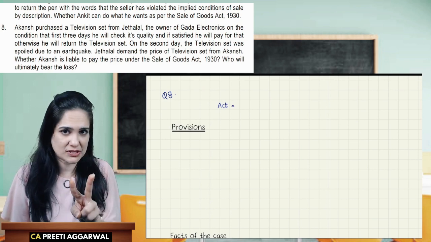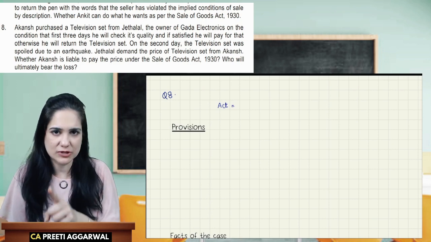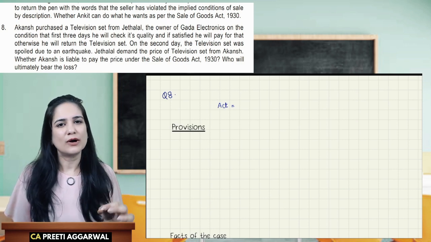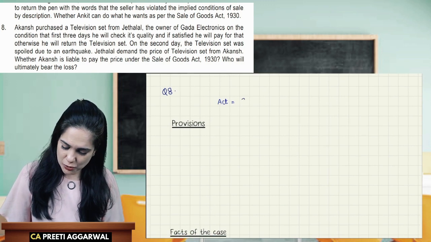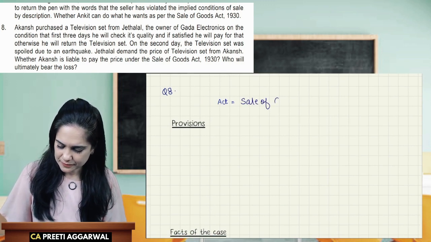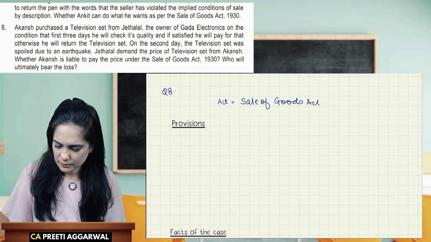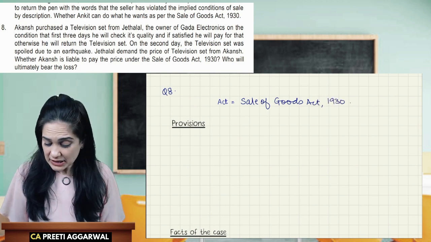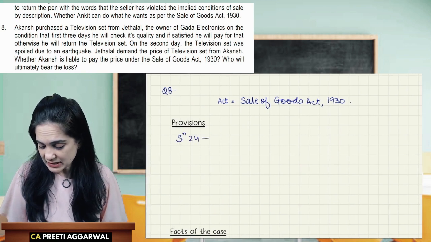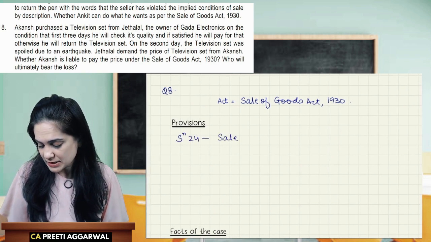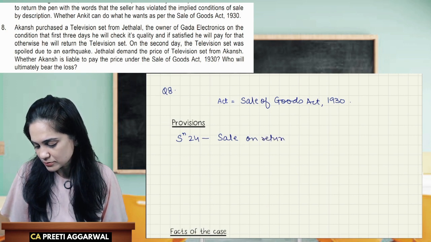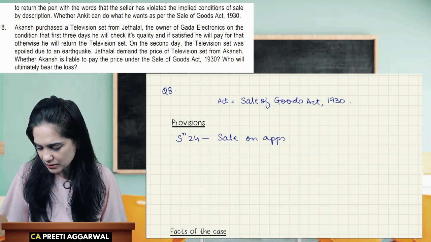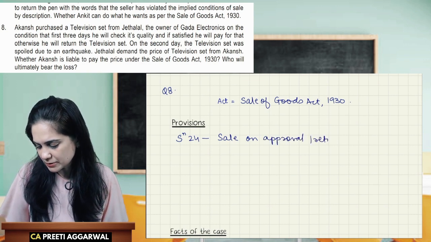So they have asked you two questions. In the conclusion part, you will have to answer both these questions. But before that, you need to explain the, yes, sale or return basis. This relates to the Sale of Goods Act 1930. Okay, so we will write that this question relates to the Sale of Goods Act 1930. Section 24, it discusses sale on approval or return basis. Let's write that. Sale on approval or return basis.